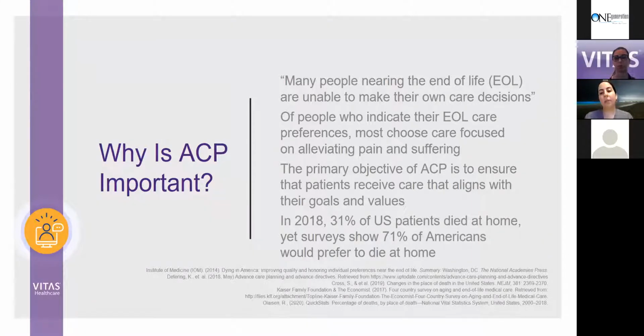The primary objective of advanced care planning is to ensure that patients receive care that aligns with their goals and values. And in 2018, 31% of patients in the US died at home. But surveys have shown, and this number is pretty similar every year, that 71% of Americans, when asked where they would like to die, say that they want to die at home.